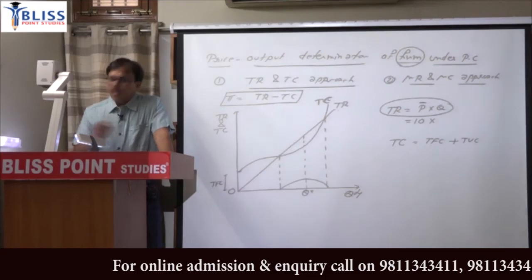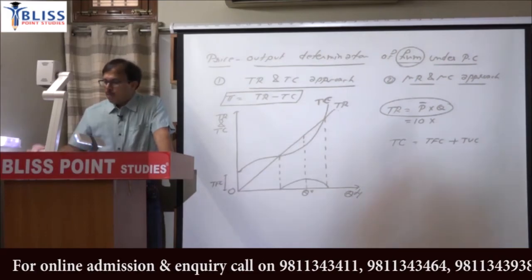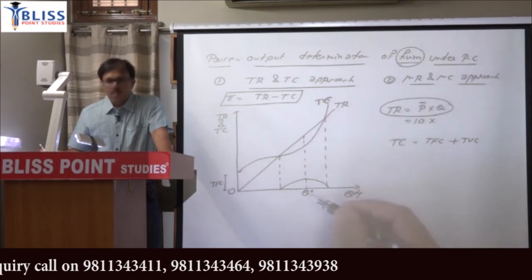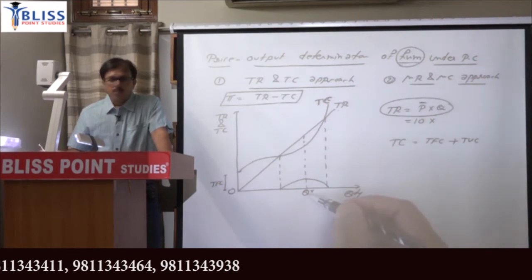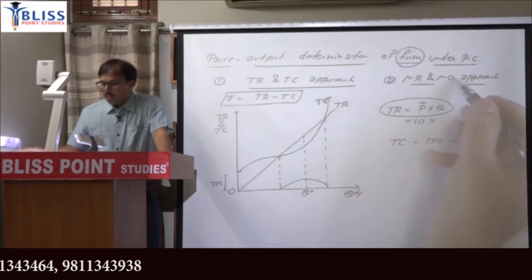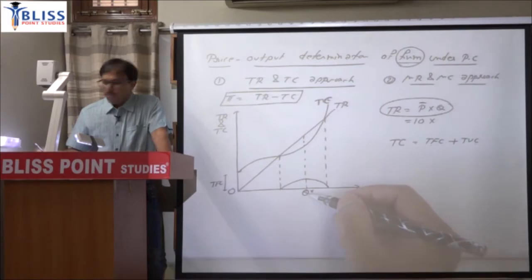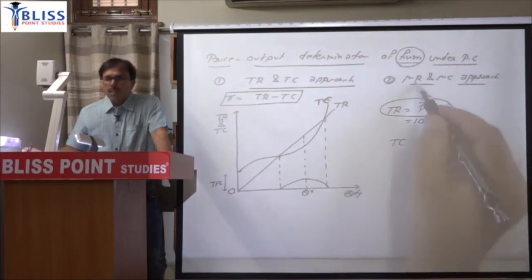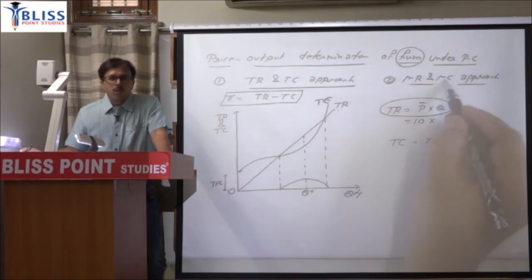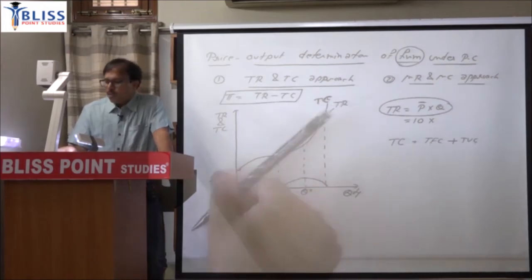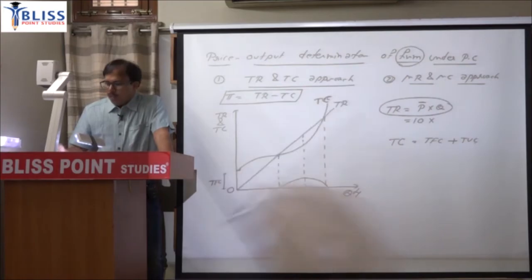But in the technical note you have written that profit gets maximized when MR is equal to MC. So can we say that MR is equal to MC at this quantity Q star? Yes, it is. Reason: marginal revenue, I said, is the slope of total revenue and marginal cost is the slope of total cost. And how to find slope? This total revenue line is straight. So if it is a straight line, its slope is constant at every point.